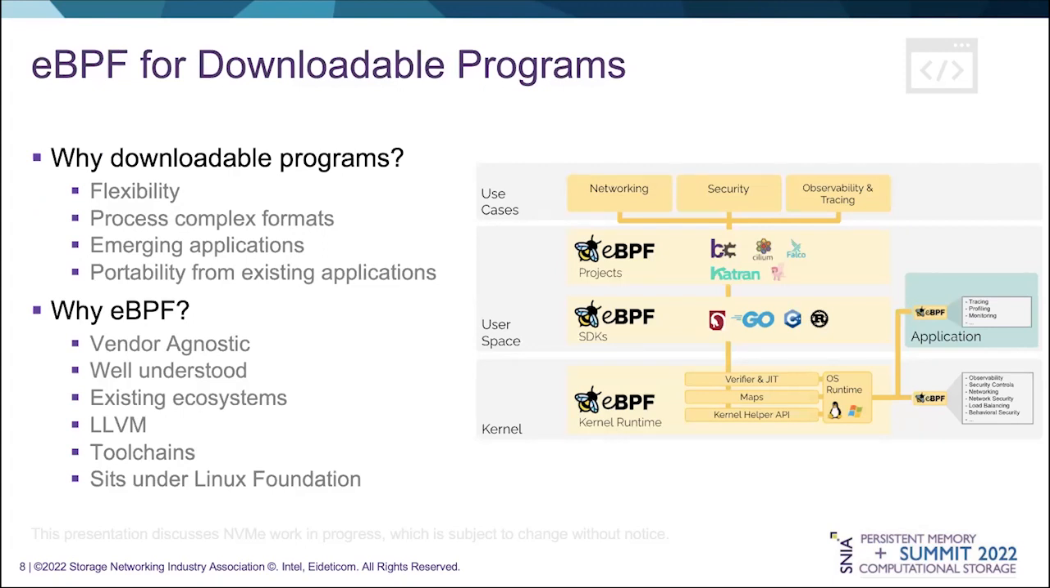So the type that we're going to support in the first release, which is TP4091, is eBPF as a downloadable program type. Allowing downloadable programs provides a lot of flexibility to what a device can do. It allows you to process complex formats, maybe work on emerging applications where you might want to implement something in eBPF first and then in an ASIC later. And it allows portability from existing applications.